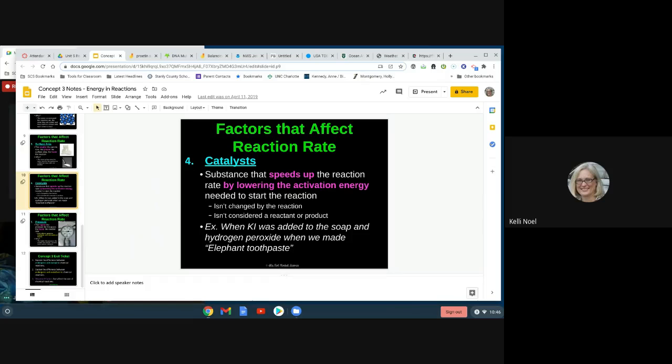Catalyst, if you've had biology, we've talked about enzymes as a catalyst. They're going to speed up reactions because it lowers the amount of energy needed for the reaction. Catalysts will not be used up. They're just going to help that along.